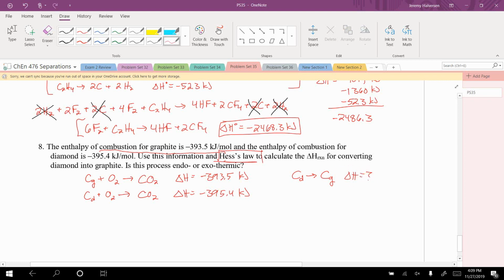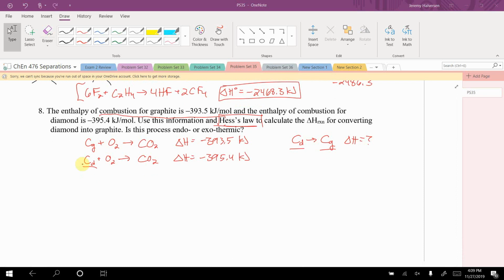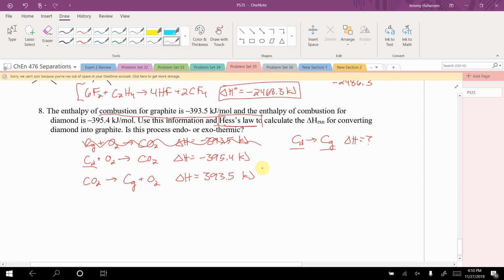They tell me to use Hess's law. Well, I've got diamond on the left, so that's good. Graphite on the right, but my graphite is on the left, so I'm going to switch that equation. I'm going to get CO2 goes to C graphite plus O2, and now the delta H of that reaction is just the inverse value, or the negative value, of the original one. So I don't care about this reaction anymore. I've gotten the one I want. So now my carbon graphite's on the right. I have the carbon diamonds on the left, and you can see CO2 cancels and O2 cancels, which means I've got C diamond goes to C graphite, which is what I want.